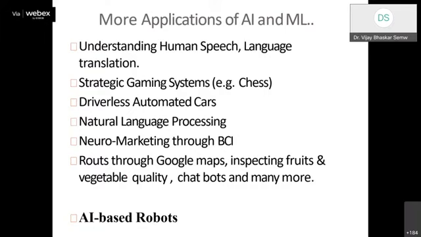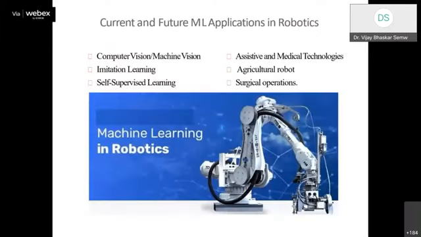Now landing toward AI-based robots. The current and future ML applications in robotics, how far it is taking us, what is that? So machine learning in robotics, how much it is integrating. One is computer vision or machine vision. I hope that everyone has heard about machine vision and computer vision.